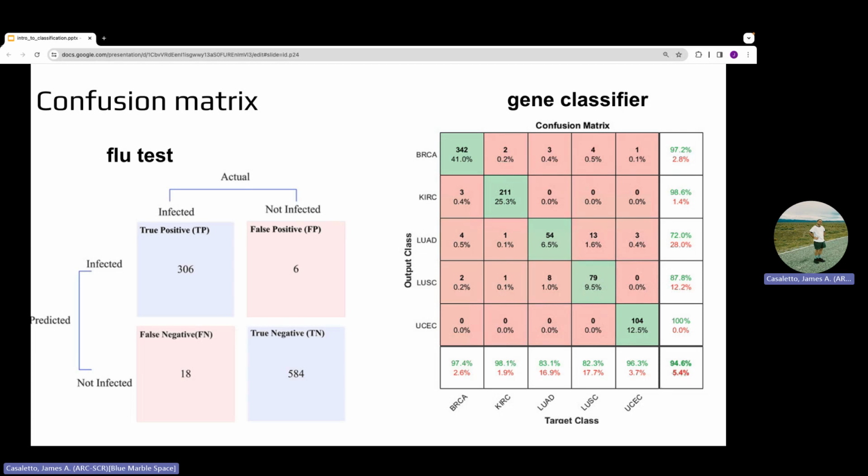The confusion matrix on the right is the generalization of the confusion matrix when there are more than two classes. The values along the diagonal in both cases represent correct classifications, and the values off of the diagonal represent incorrect classifications. This particular confusion matrix on the right measures the performance of a gene classifier that classifies or predicts genes based on some input.